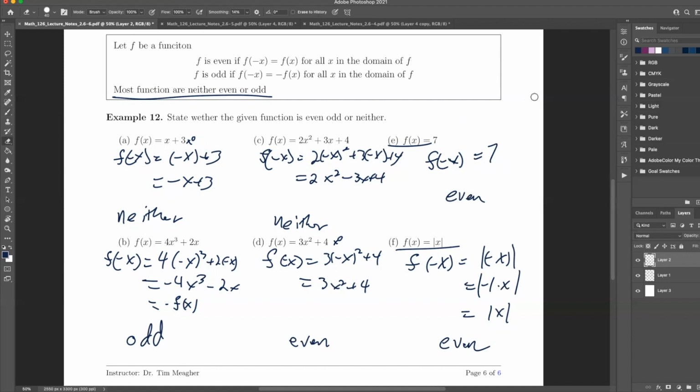Okay, so even or odd functions come up. You'll deal with that more in trig, where cosine is even and sine is odd. And so you'll deal with that then. Okay, all right, so let me save this out and then we'll do our last section real quick.